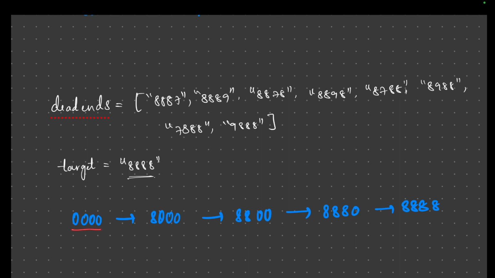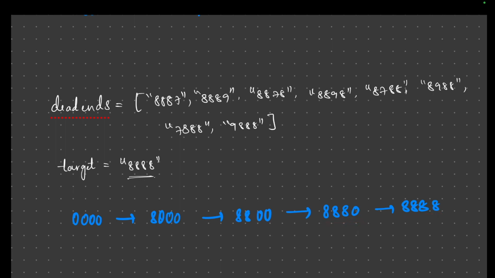So 0 0 0 0. Okay, I've chosen the first position, I've turned it to 8, similar to the first test case, right? Similarly, I've chosen the second position where I've turned it to 8. These two are not present in this particular dead ends list. Next, I've checked the third position and turned it to 8. 8880 is also not present in this dead ends list, right? So next, I've moved to 8888.